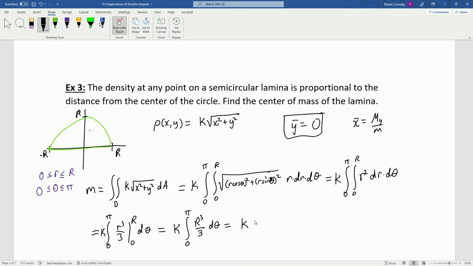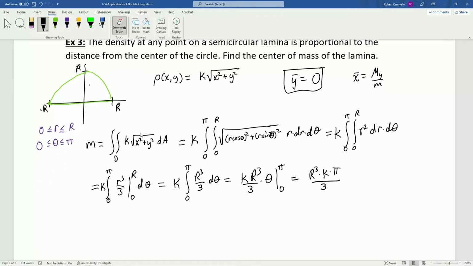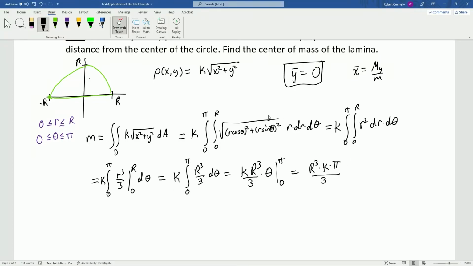Now we integrate this with respect to theta. We get k r cubed over 3 times theta evaluated from 0 to pi. And finally, that gives us r cubed times k pi over 3. So there is our mass.